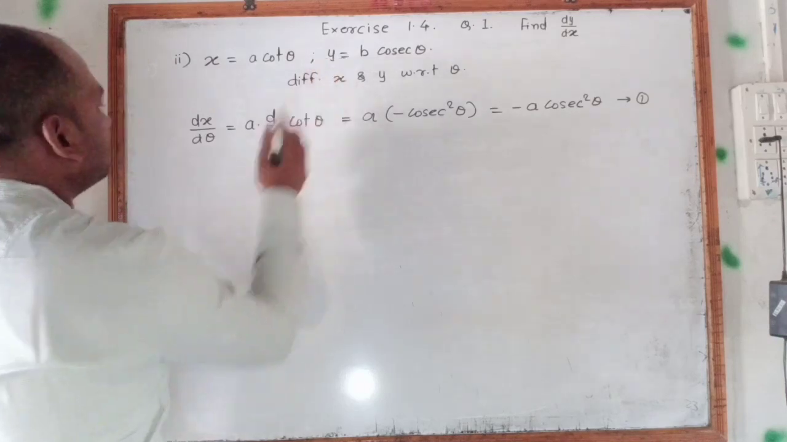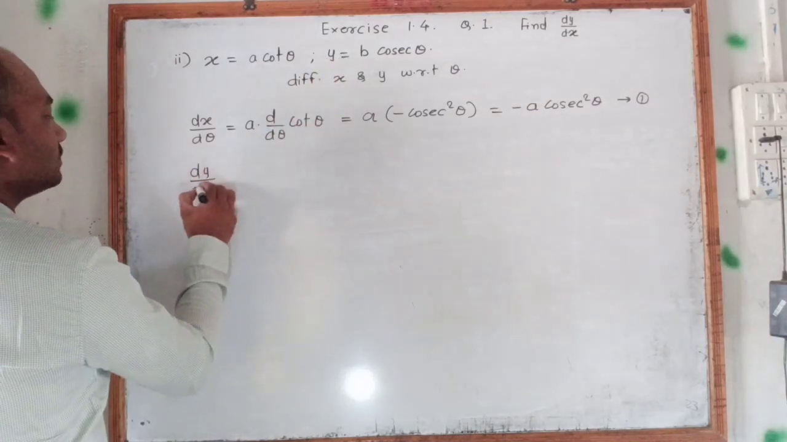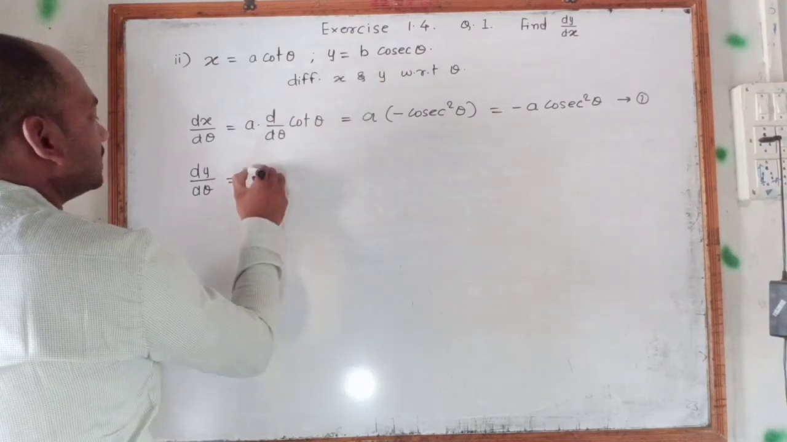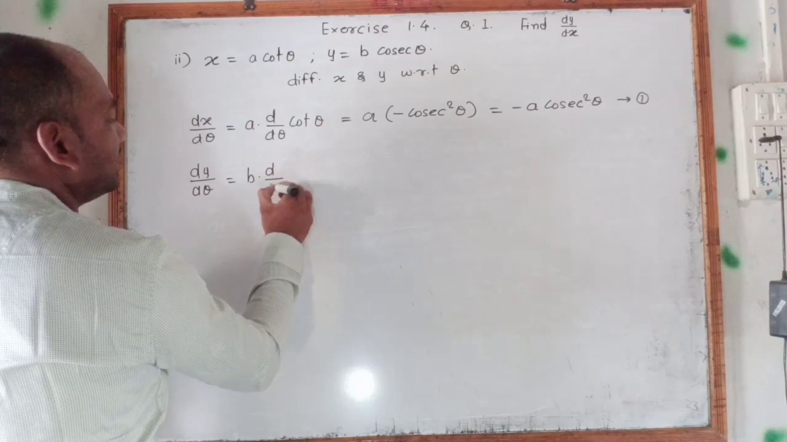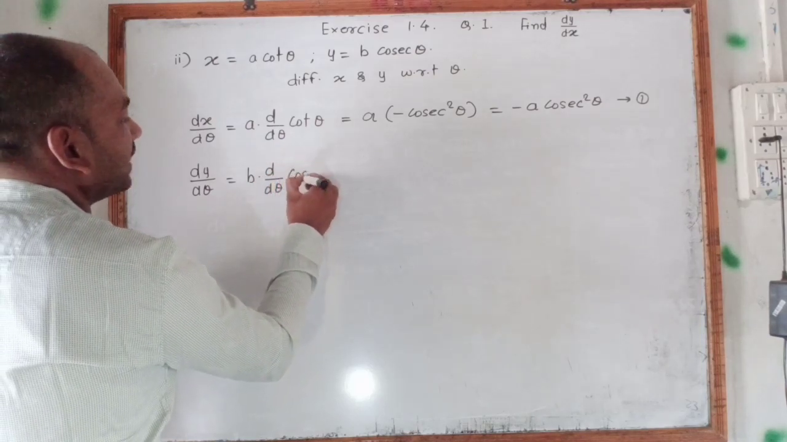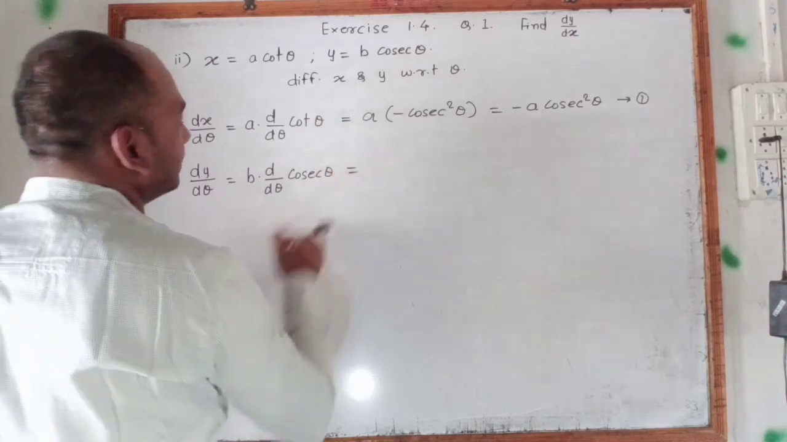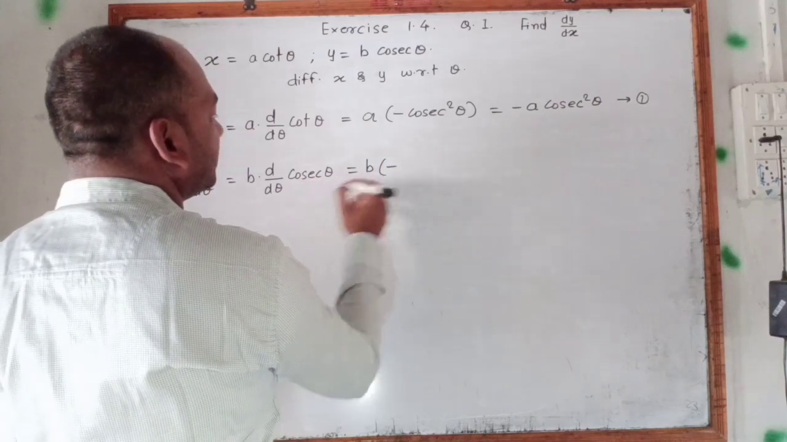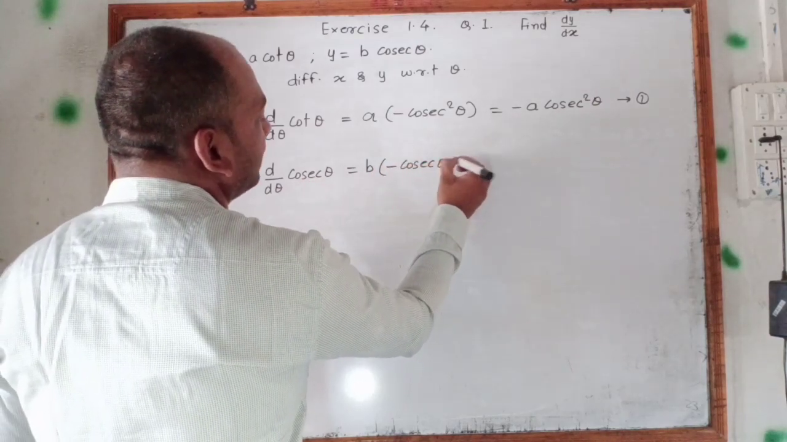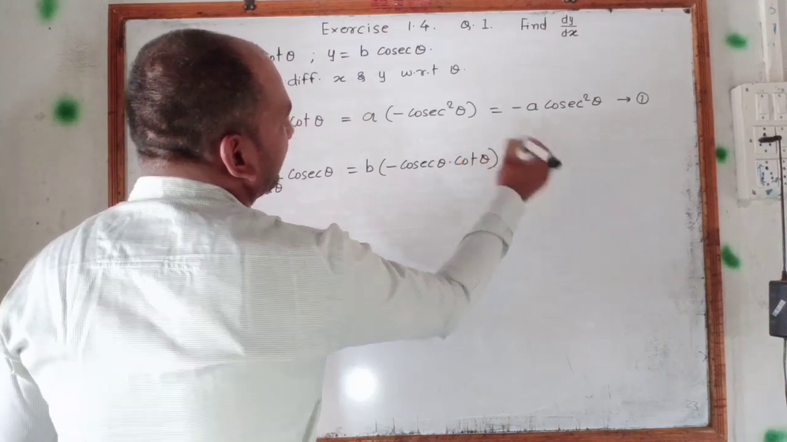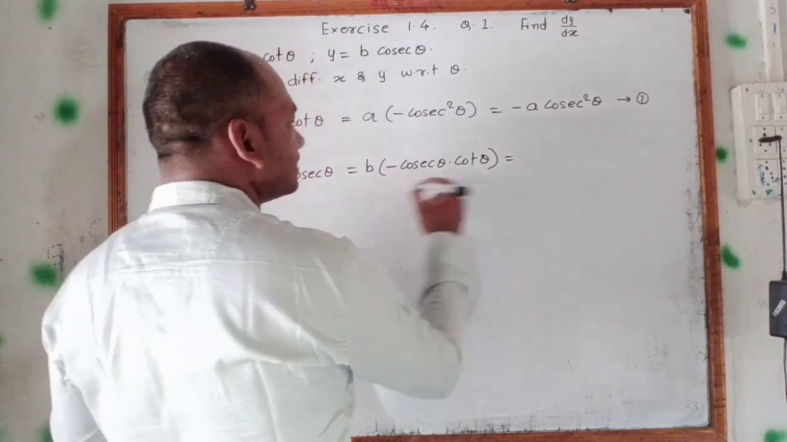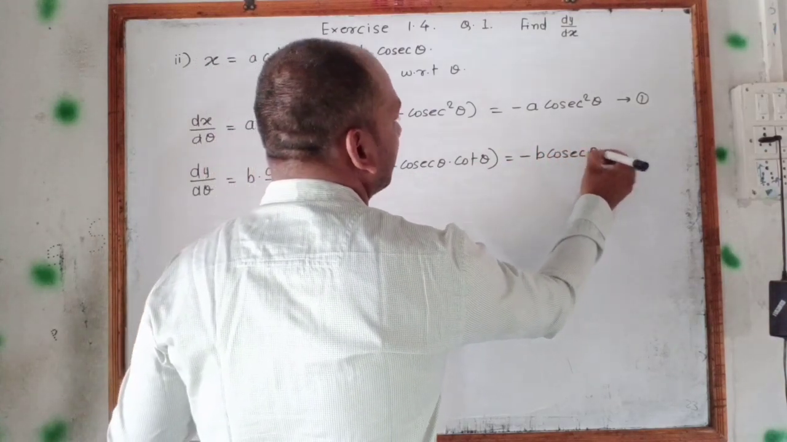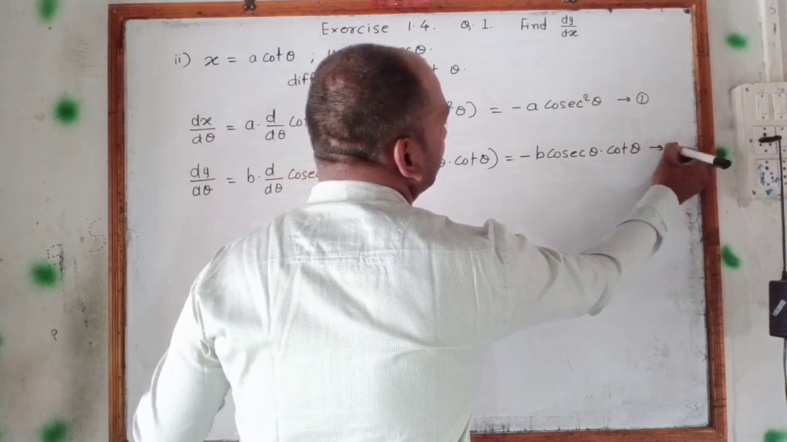Now differentiate y with respect to theta. So dy upon d theta is equal to, b is a constant, and d by d theta of cosec theta, that is equal to b in bracket, the derivative of cosec theta, minus cosec theta into cot theta. That is equal to minus b cosec theta into cot theta, equation number 2.